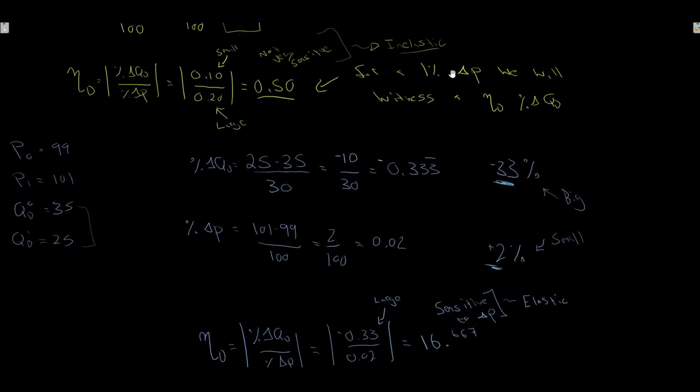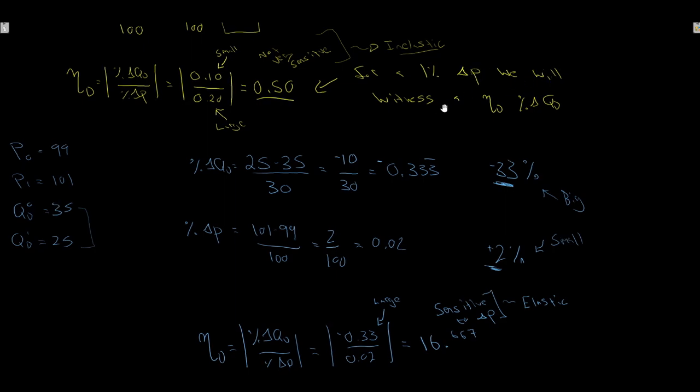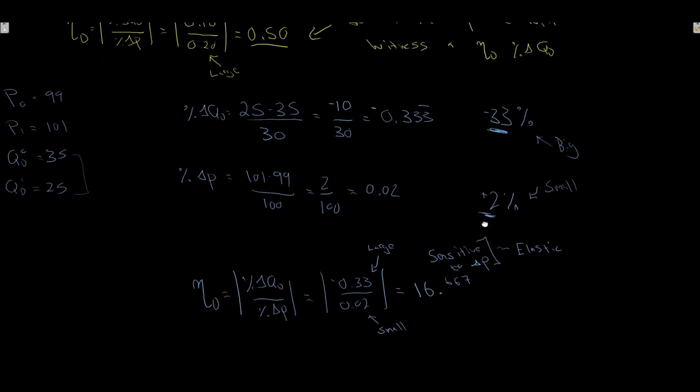We said, hey, for a 1% change in price, we will witness a percent change in quantity demanded. Same idea. For a 1% change in the price, we would witness a 16.67% change in my quantity demanded. So every time price changes by 1%, my quantity demanded would change by 16.67%. Quite sensitive, right? Very sensitive in that case.